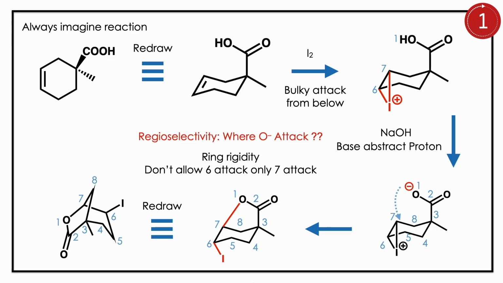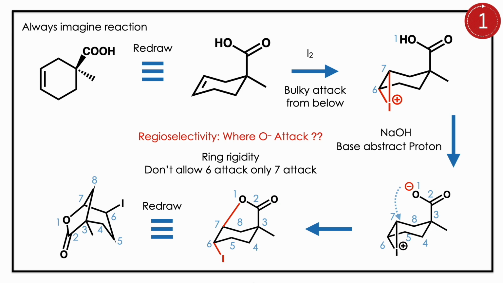Then you have acid. Acid can open the iodonium ring. It is like a strained cyclopropane, so the ring has to open. The nucleophile can attack either C7 or C6, but only C7 is possible because of ring rigidity. For C6, the bond has to stretch more, so attack happens only on C7. That is the regioselectivity here.